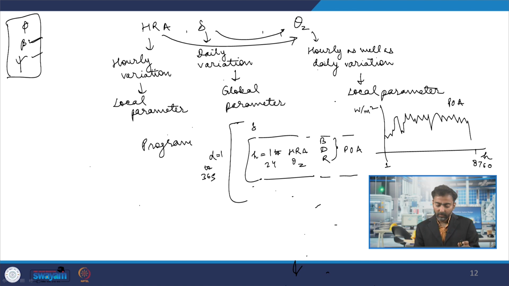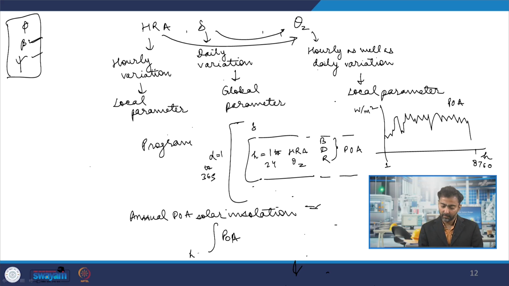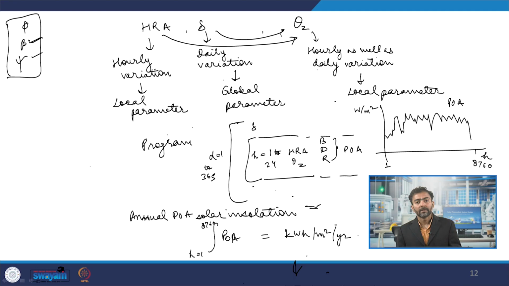And then if I want to find the total annual plane of array solar insolation, that would be the integral of these plane of array values across the year for R number 1 to 8760. That will give me the annual plane of array solar insolation, which is usually measured in units like kilowatt hour per meter square per year. So that would complete my full solar radiation resource assessment exercise.